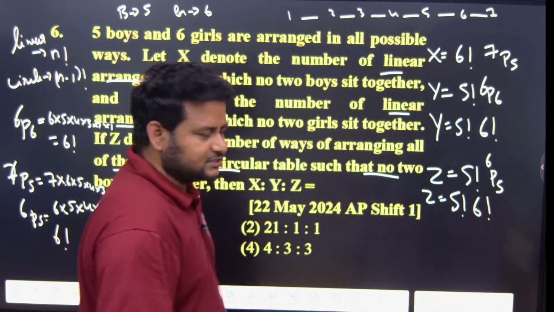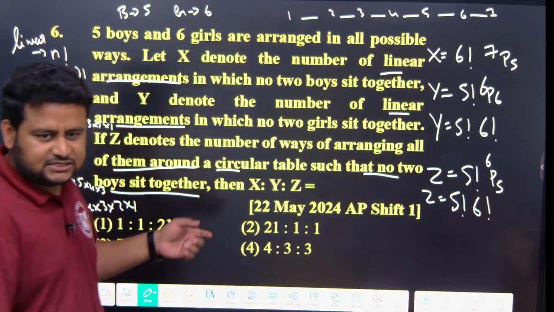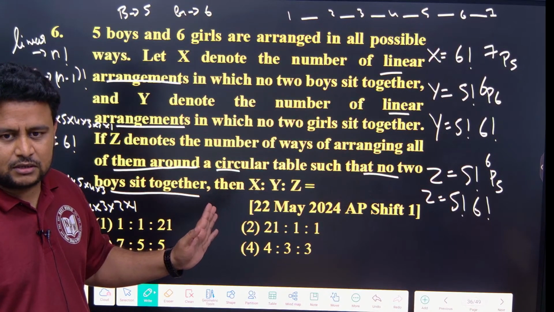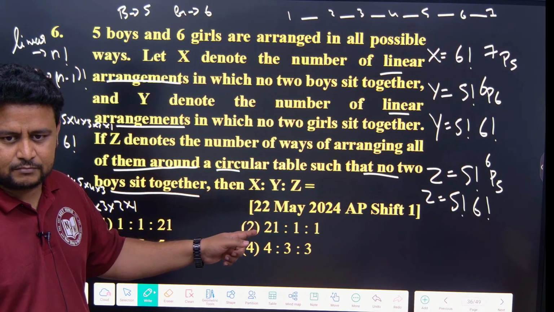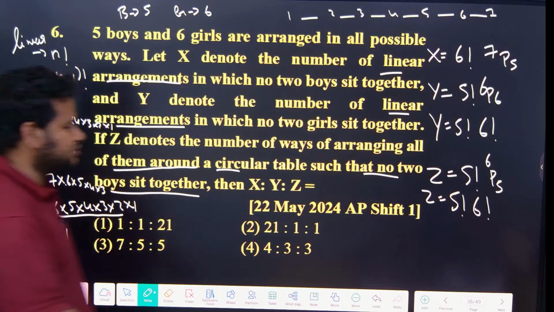Now what are they asking us? They are asking us to find x is to y is to z. Understanding, why did 6 factorial come? See here, 6P5 means I should multiply 6 followed by 5 numbers including 6: 6, 5, 4, 3, 2. These are the 5 numbers. Now nothing is left, so can I multiply by 1? Yes. So 6 multiplied up till 1 is 6 factorial.